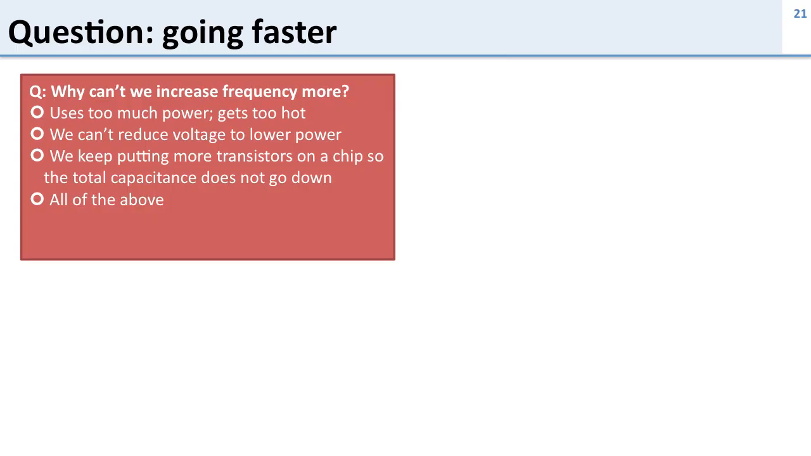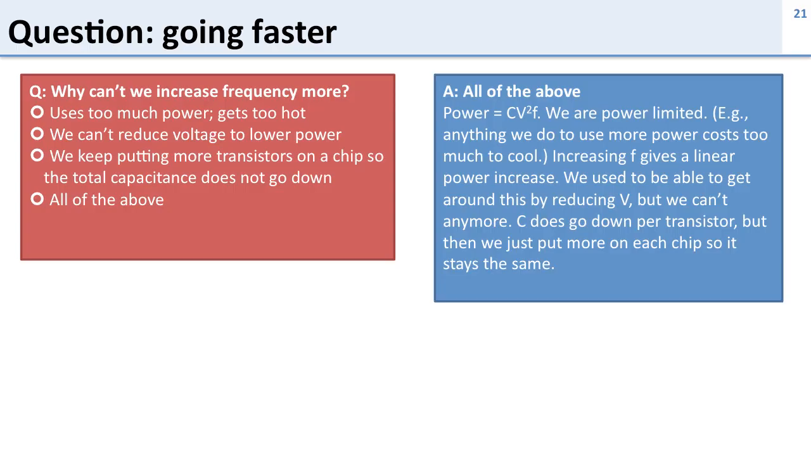Why can't we increase the frequency anymore? Well, the answer is all of the above here. So we're power limited. If we increase F, we're going to get a linear power increase. And we used to get around this by decreasing voltage, but we can't reduce voltage anymore. And while capacitance does go down for every transistor, we put more transistors on a chip, so the total capacitance for the chip stays the same.